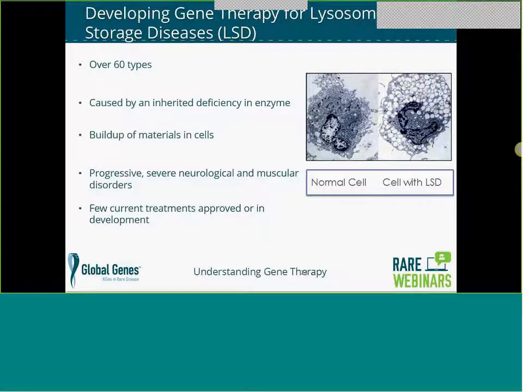As you can see in the graphic here on the right side of the image, there's a buildup within these lysosomes, which is shown as the large white spots, and that's significantly different by comparison to the photo of the unaffected cell on the left.